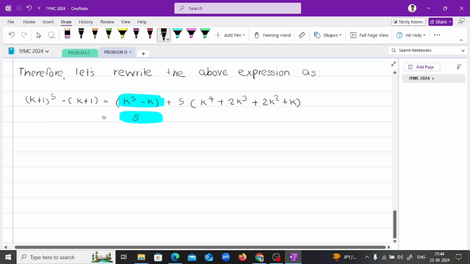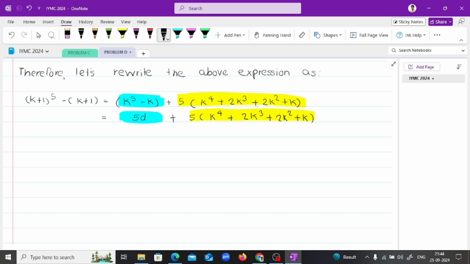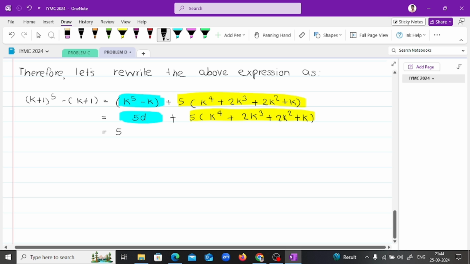Okay, it is equal to 5d plus this term as it is, so 5k raised to 4 plus 2k cube plus 2k square plus k. Okay, so 5 is in the first term, 5 is in the second term, so we can bring that 5 outside the whole bracket. And we can write like this: 5 in bracket d plus k raised to 4 plus 2k cube plus 2k square plus k.